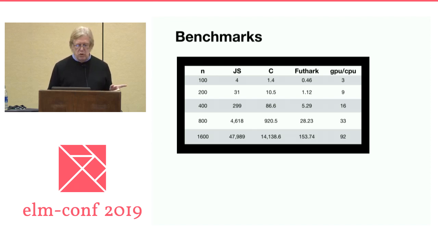So let's just look at the last row, 1600 by 1600 matrices. My nice little laptop was able to do that. Okay, so JavaScript took 48 seconds. C took about a third of that time, 14 seconds. Futhark took 153 milliseconds. So that's much, much better. The speed-up ratio for GPU to CPU was around 90. And the reason it can do these things is, well, A, because GPUs are really fast, but B, because they can run computations in parallel. So indeed, if you're looking at matrix multiplication or related types of problems, parallel computation in a GPU is a good thing to be able to do.